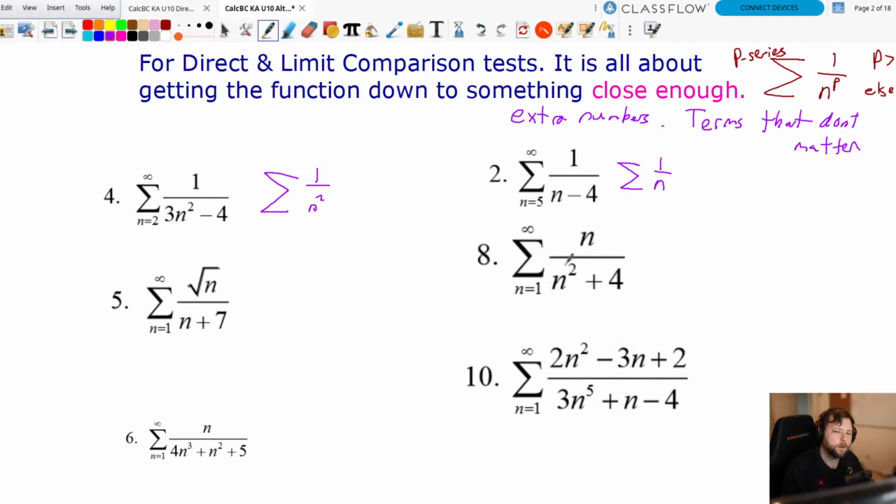Now, let's try this number 8 right here. Okay. If I had this series, I'm going to write it out on the side right here, n over n squared plus 4. Okay, we get rid of the things that don't matter. So I'm going to get rid of this plus 4. And then this is n over n squared. Now, when you're down to one term, just cancel out one of the n's. So I'm going to cancel out one n, with one n on the bottom right here. So it's close enough to 1 over n. Get that? So originally it was n over n squared, close enough to, but cancel out one of the n's. It's close enough to 1 over n.